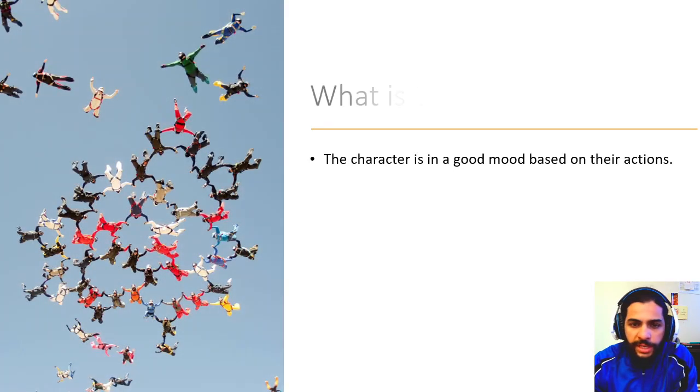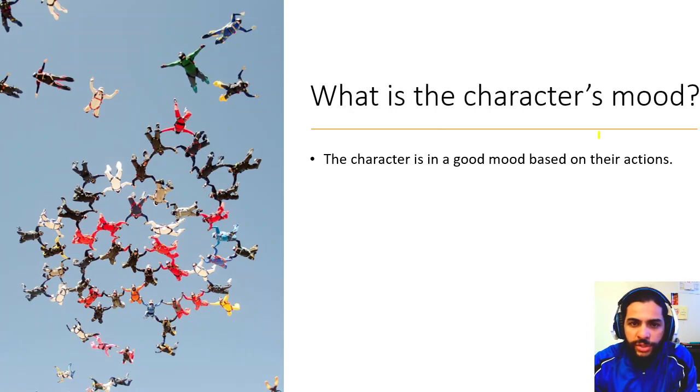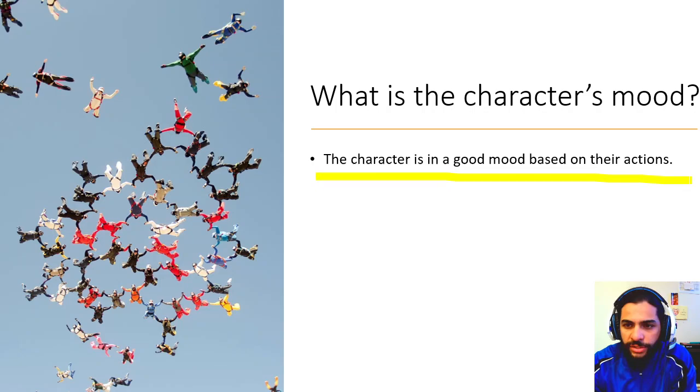Here are some examples of level 1 questions. You might want to ask, what is the character's mood? And you can answer that question by saying, well, the character is in a good mood based on their actions. All right, so you can come up with a definite answer to the question because you can read the story, look at their actions, and answer the question.